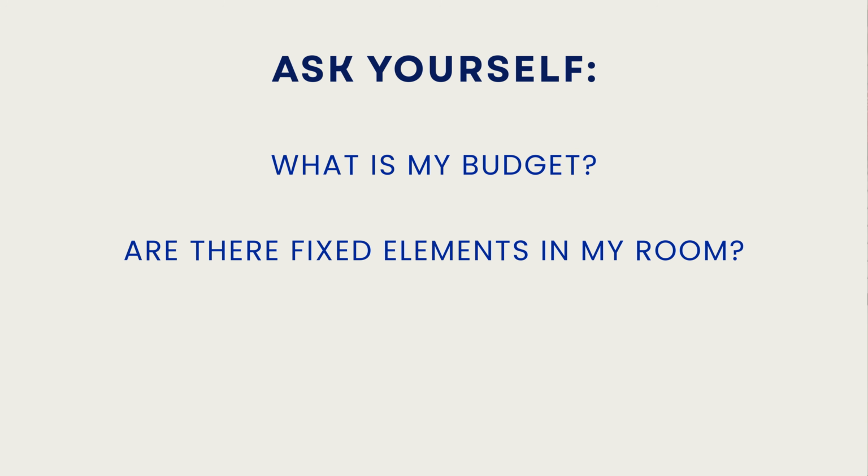So here's what you want to ask yourself. Start with, what's my budget? How much can I spend on this space? That's your first constraint. Next, are there fixed elements like windows, radiators, or built-ins?